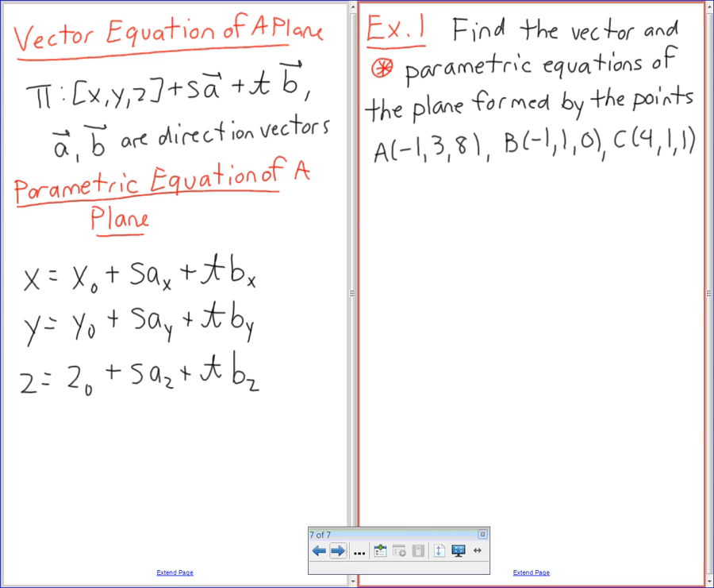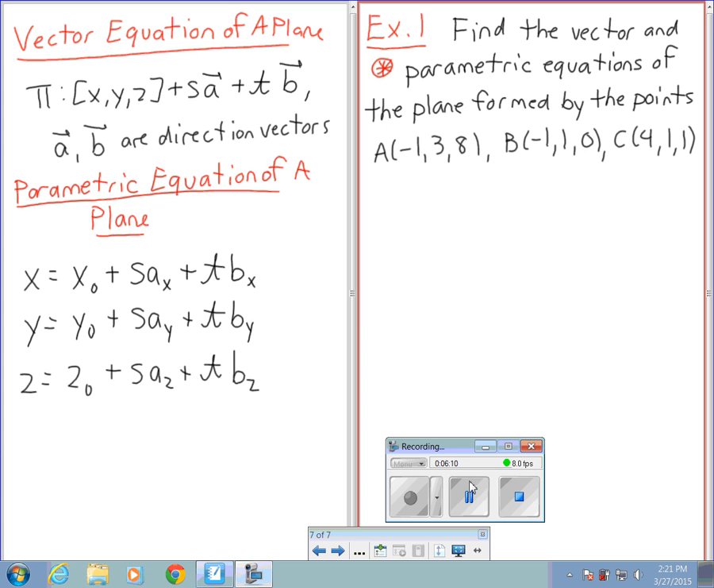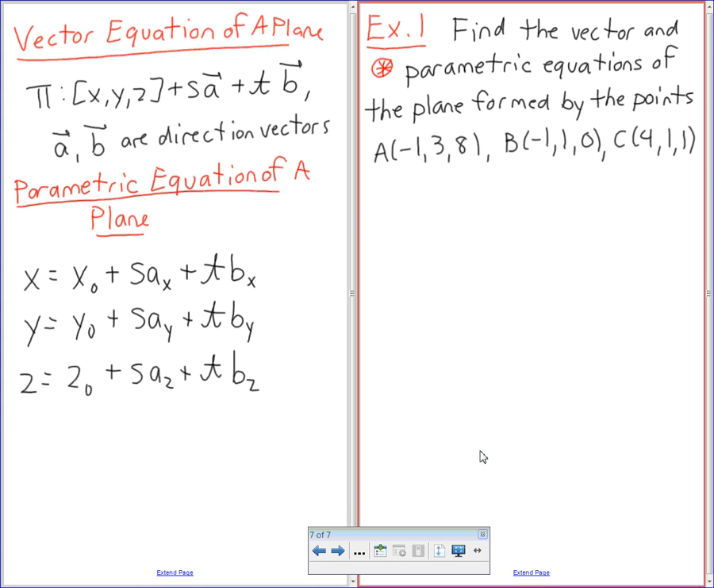I'm going to pause the video, give a little bit of a chance to catch up, because I need us to work on this as a class. In order to do this, we're going to need a point and two direction vectors. Can someone be brave and from the front row, tell me how to find a direction vector? How would you do it?